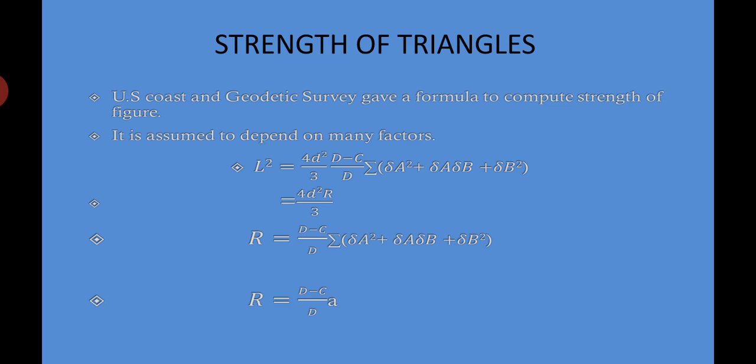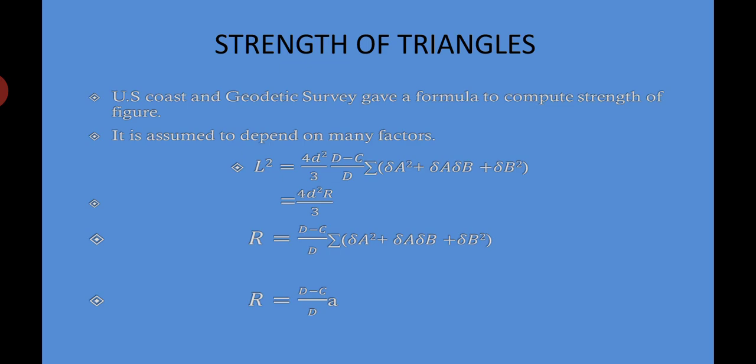Now the strength of triangle or the criteria of strength of figure. The strength of figure is a factor to be considered in establishing the triangulation system, so that the computation can be maintained within a desired degree of precision. The US Coast and Geodetic Survey has developed a very rapid and convenient method of evaluating the strength of a triangulation figure. The method is based on the expression for the square of probable errors.